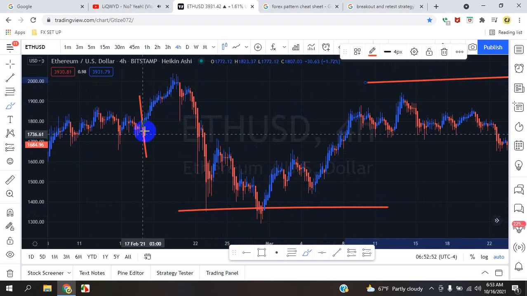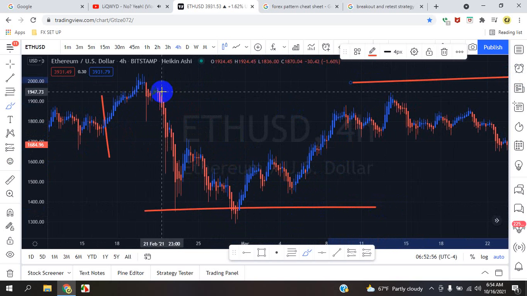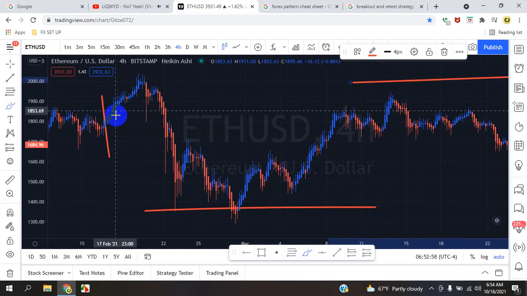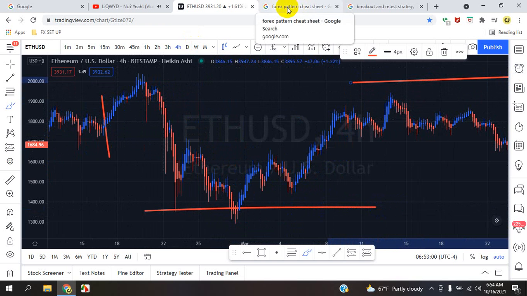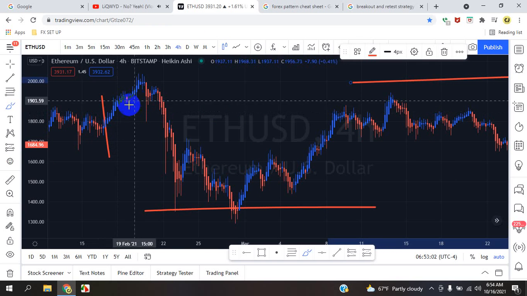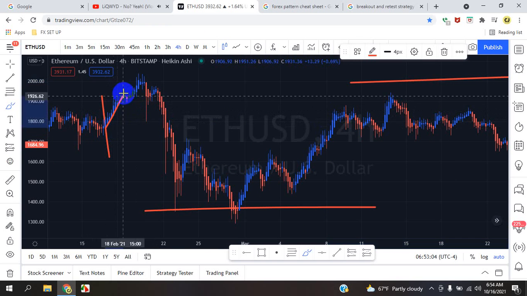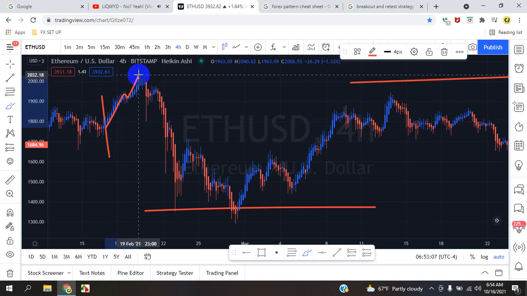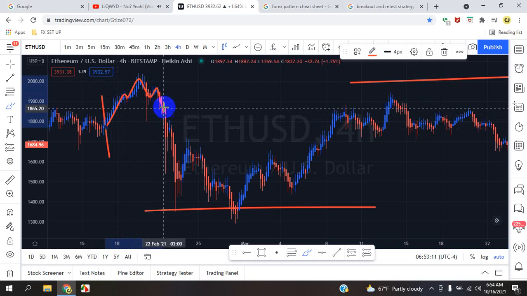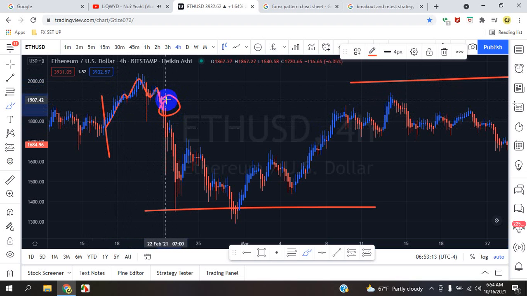Okay, so when price came off this area of my red line I created, we can clearly see the market did that pattern that we see all the time from the Forex pattern cheat sheet, which is the head and shoulders pattern. The market pushed up once, came back down, pushed up twice, came back down, pushed up three times, finally dropped back down. So the retest is somewhere in this area here.